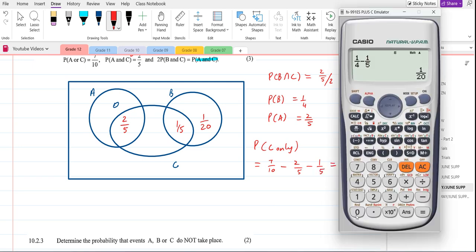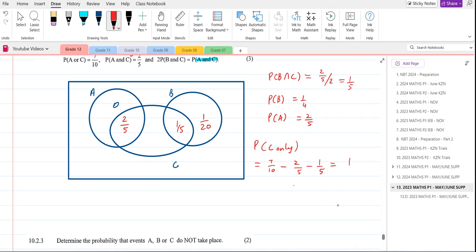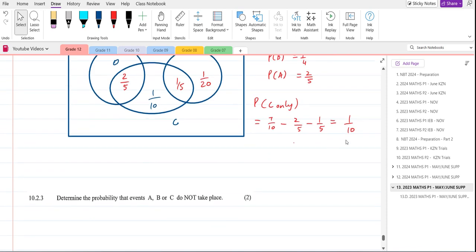So 7 out of 10 minus 2 over 5 minus 1/5, and I'm getting an answer of 1 out of 10. Right, so did that answer my question here now? That is 1 out of 10. So what is probability of C only? Only C is 1 out of 10. So I've got the answer. Let's move on to the next one.